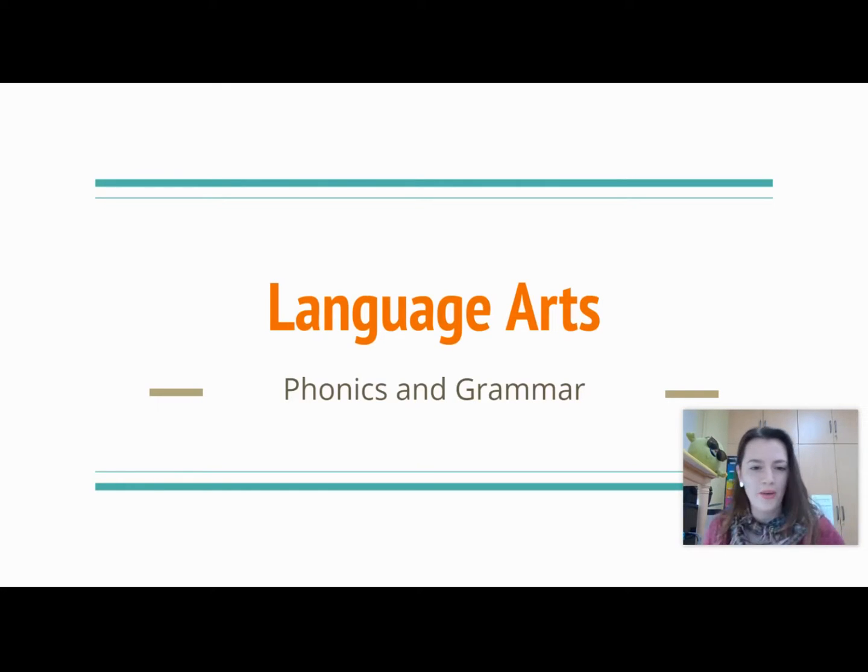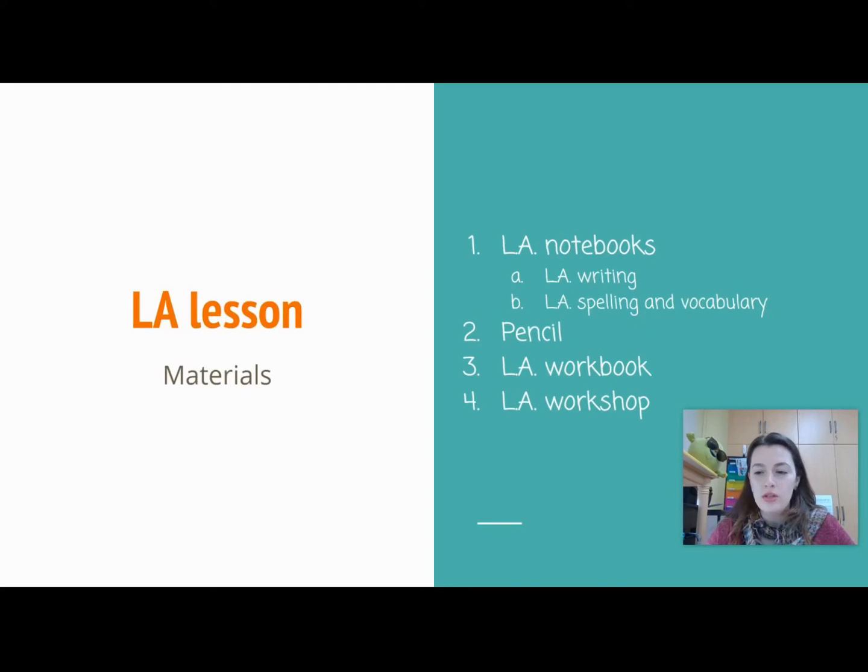Yeah, he's snoring. Okay, so let's start our language arts lesson for Tuesday. Now, we are going to be talking about phonics and grammar today. So let's get started and get your materials together. You need your two LA notebooks. That's your writing notebook and your spelling and vocabulary notebook. So get those two notebooks out.